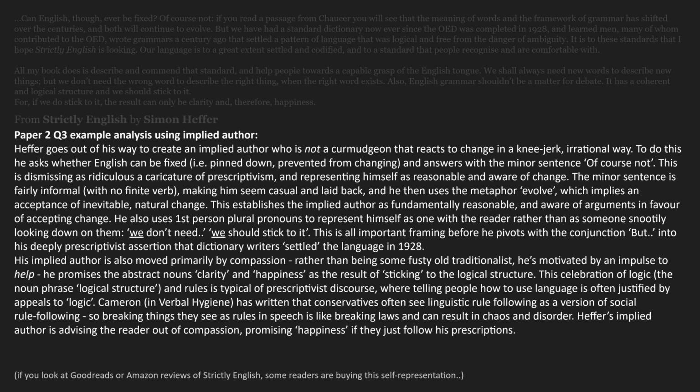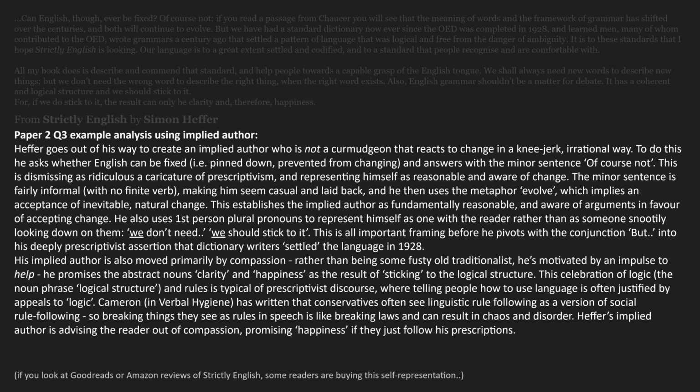But so that's him going out of his way to try and create an implied author who isn't a sort of stickler, who's insisting on ancient rules. And then at the end, I think you get this implied author who is telling people things only because he cares about their clarity and happiness. And the idea that clarity equals happiness is odd anyway, but you can see that implied author is something that prescriptivist writers often go out of their way to manage more sympathetically than might otherwise be the case.